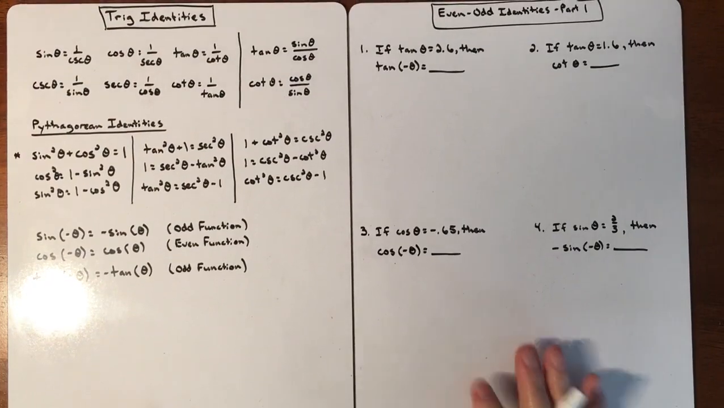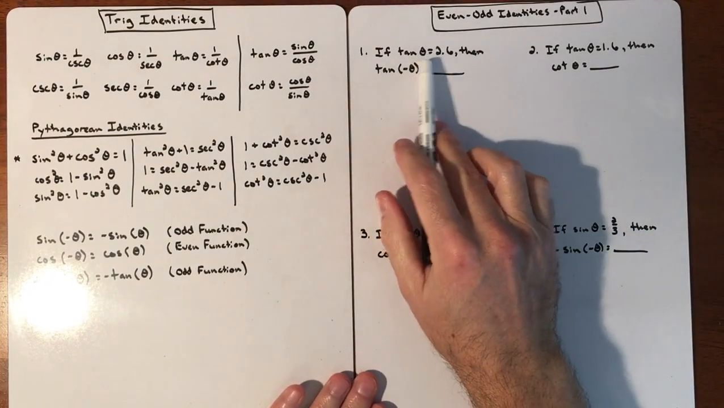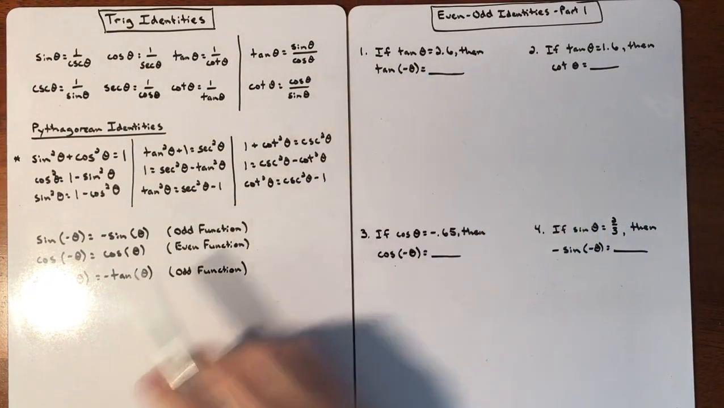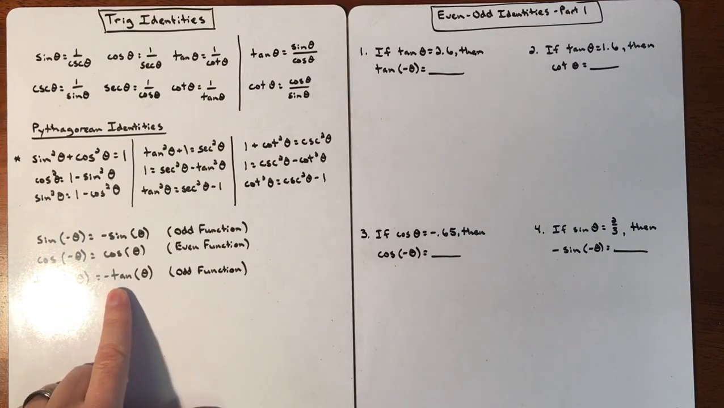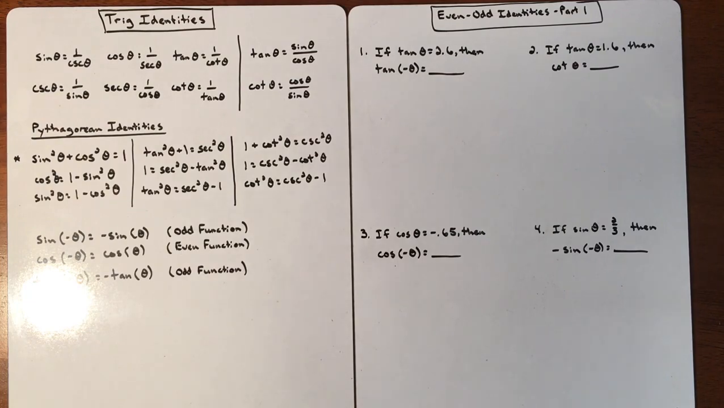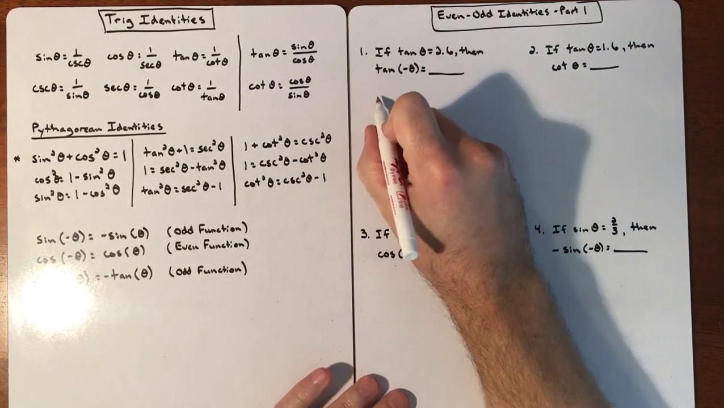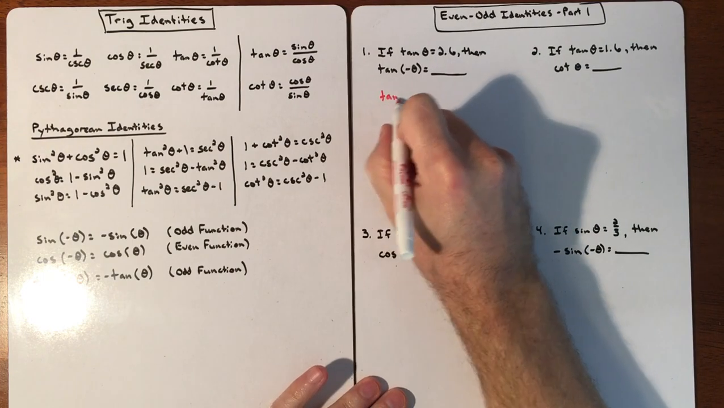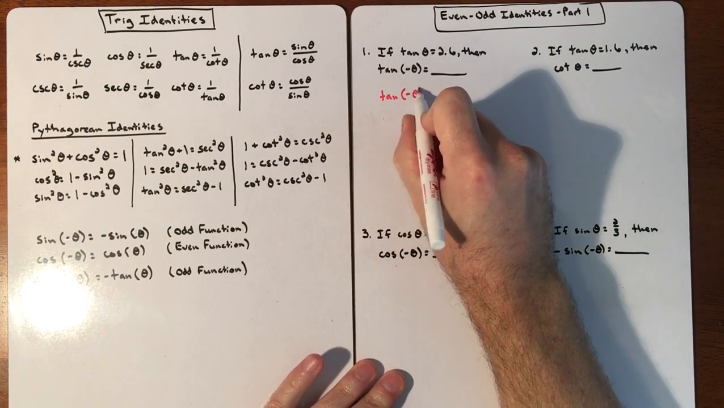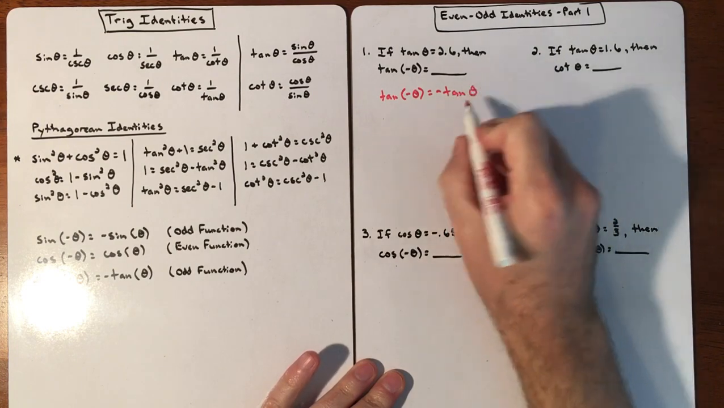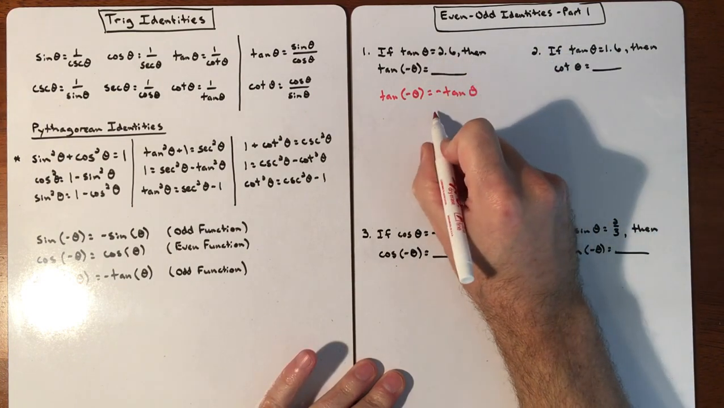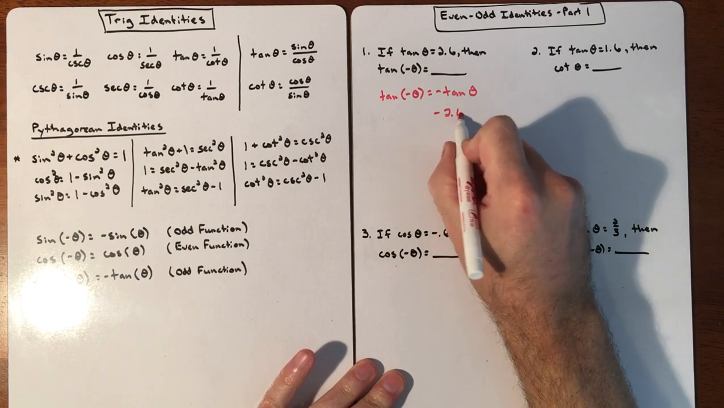So if you have tangent of theta equals 2.6, then what's tangent of a negative? Well, tangent of the negative is equal to just a negative thrown into the front. So you're looking at basically rewriting this as tangent of negative theta is equal to negative tangent of theta. And if we have tangent of theta equal to 2.6, you're looking at negative 2.6.